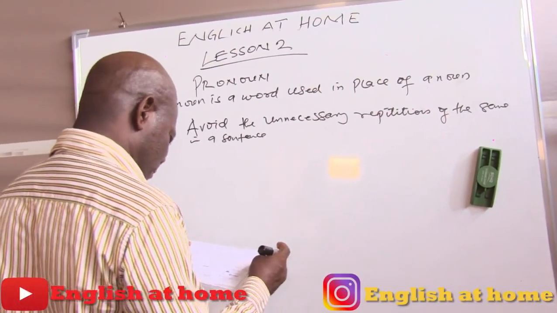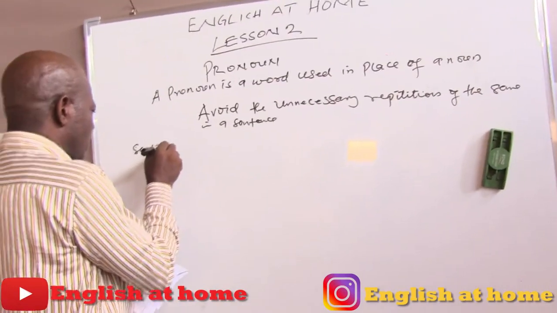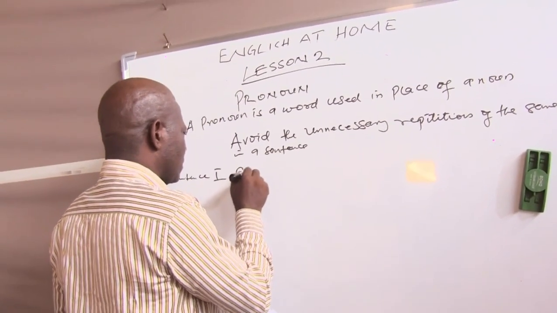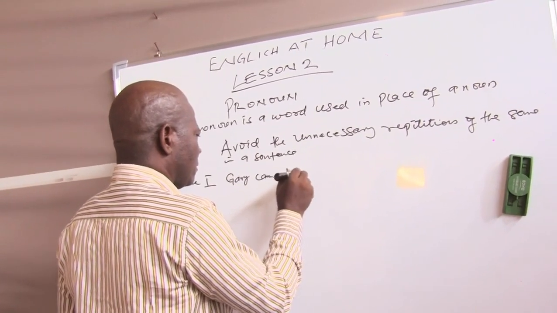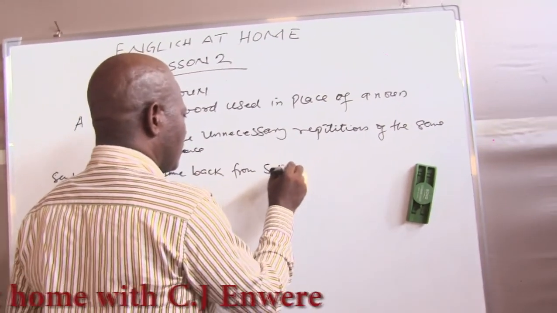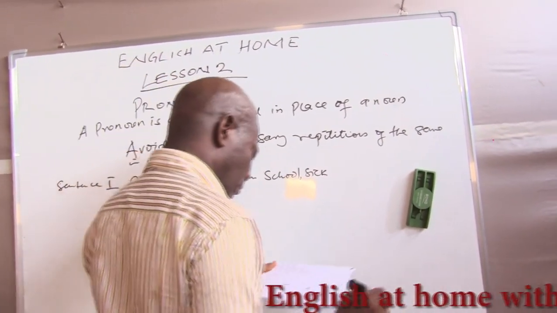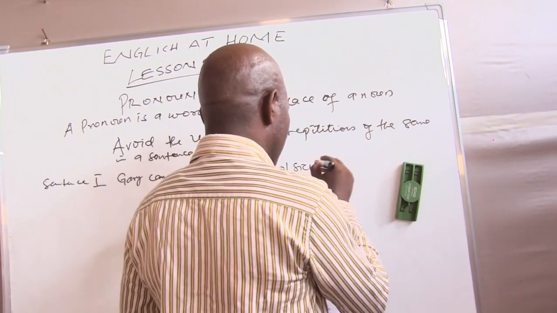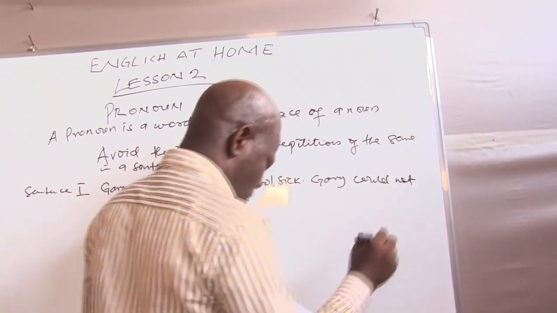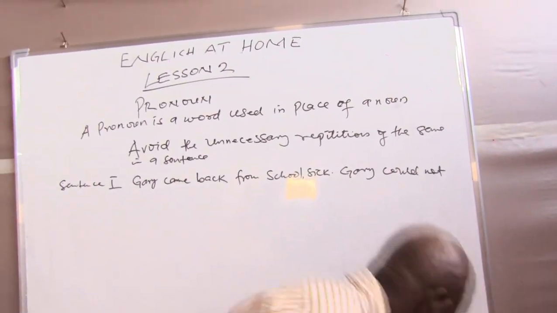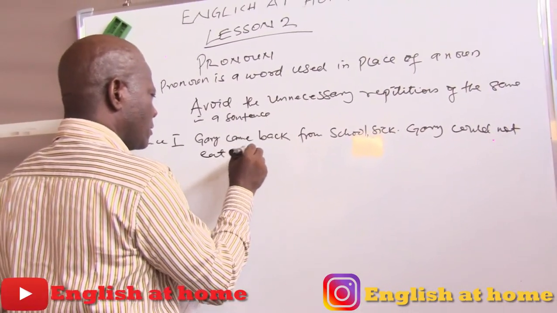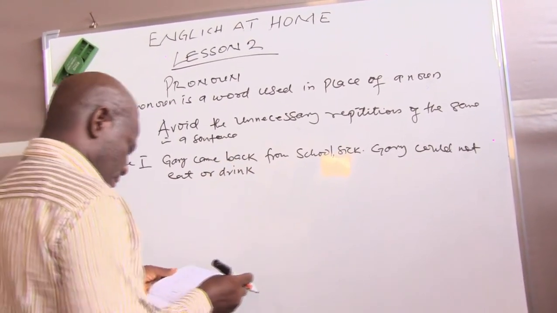So let's look at 2 sentences now. We'll call this one sentence 1. Gary came back from school sick. Gary could not, excuse me, Gary could not eat or drink.